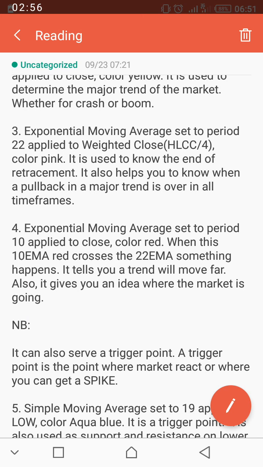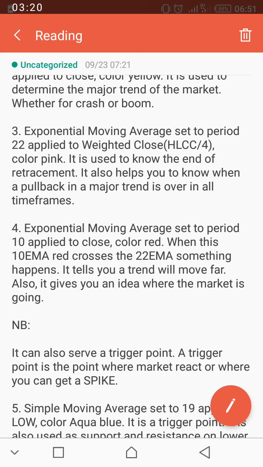exponential moving average set to period 22. Apply to weighted close, HLCC, high, low, close, divided by 4. The color is pink. It is used to know the end of retracement. It also helps you to know when a pullback in a major trend is over in all time frames.